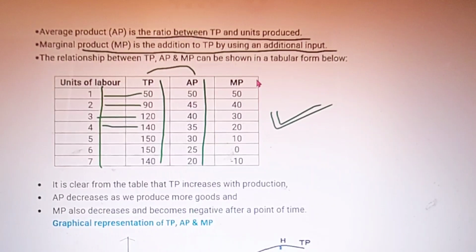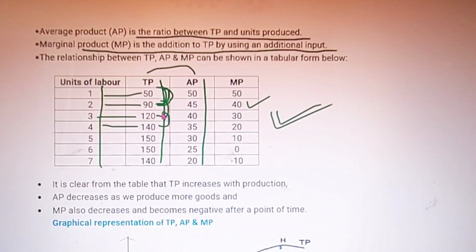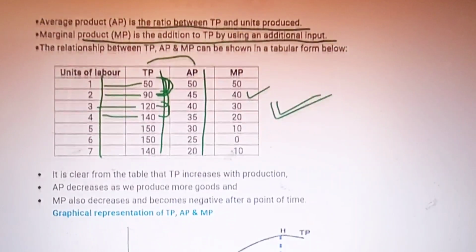And while calculating MP, you just need to subtract the preceding from the succeeding. That means, the first one is 50, that is correct. Then 90 minus 50 will give you 40. Then 120 minus 90 will give you 30. Like that, 140 minus 120 will give you 20. So like that, the succeeding minus the preceding. So that is how we calculate marginal product.